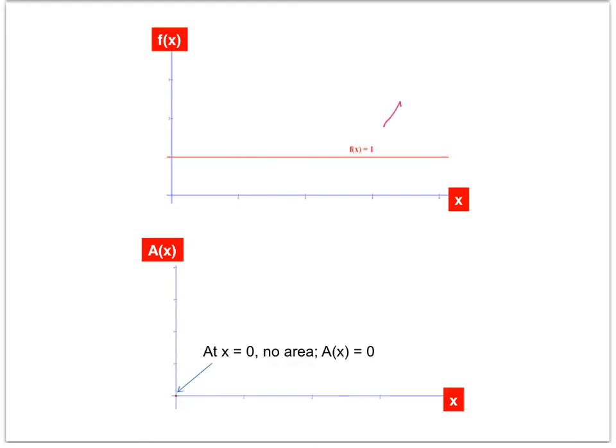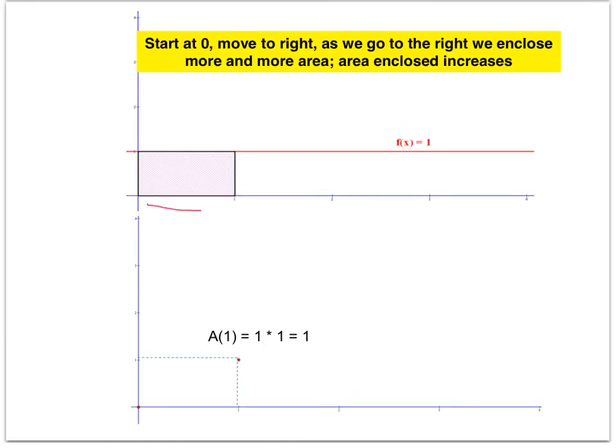Well, let's say I have this function f of x equals 1, and I find the area at 0. So the height is 1, but the width is 0. So the area would be 1 times 0. So I put a point. What I'm doing down here is graphing my area. I'm going to keep moving. Now I'm going to move to 1. Notice my area moves to 1 times 1. So at 1, my area is 1.